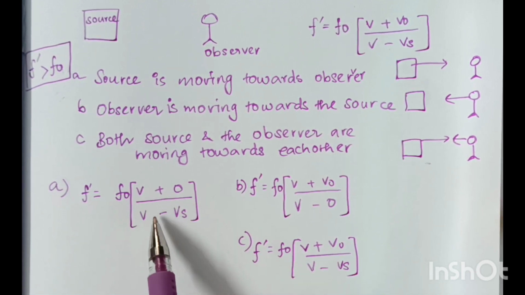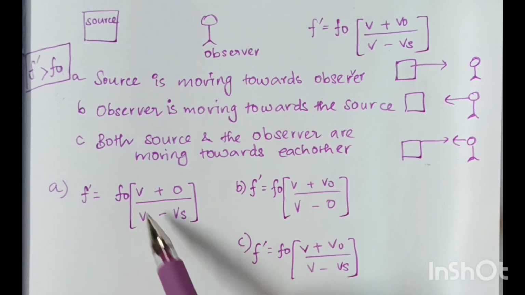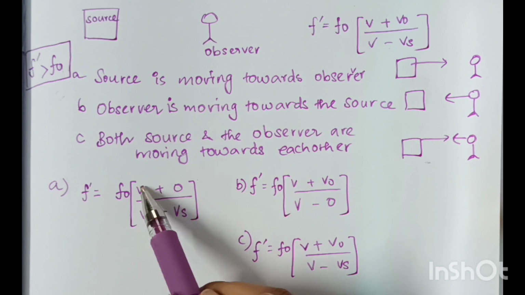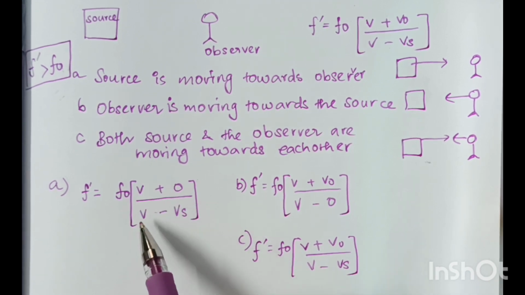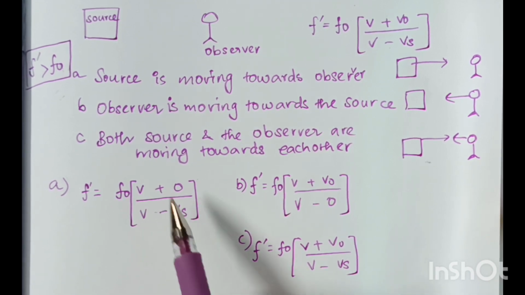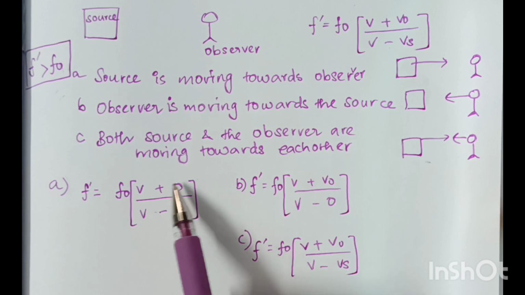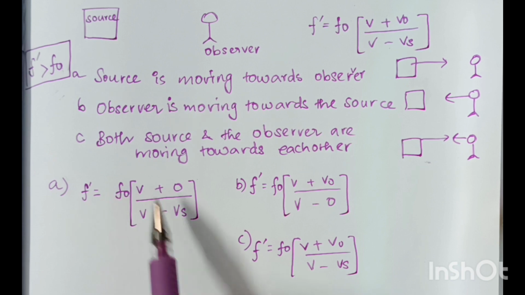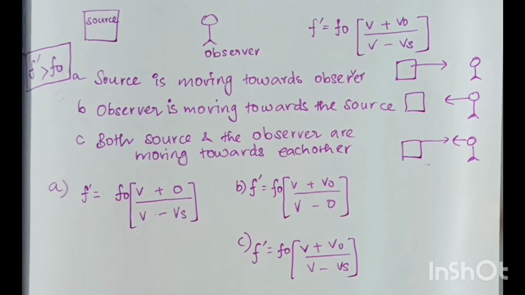Now Fo into V by (V minus Vs). I have already told why we are writing minus. Suppose V is 330, and it is divided by 330 minus 20. Definitely the numerator is becoming greater than the denominator. So definitely f dash will be greater than fo. So yes, that is the sign convention.